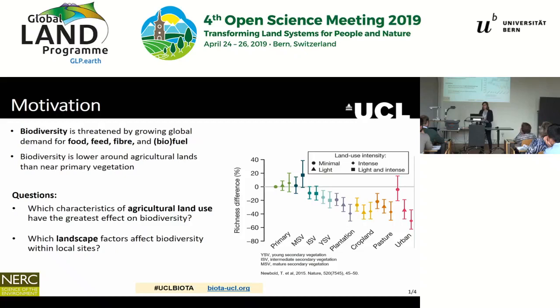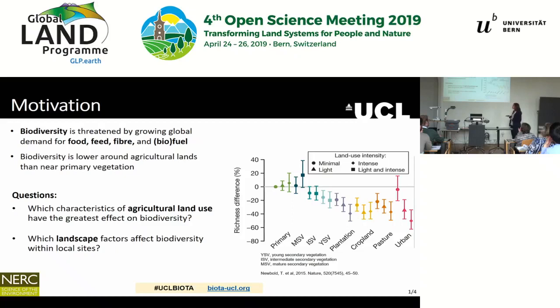Before, and you can see from the graph, the different land use types in terms of agriculture were plantation, cropland, and pasture. So it's a relatively coarse distinction. Also, the intensity metrics were just a three-level, four-level metric of intensity. So here we are trying to look at more specific drivers, looking at agricultural land use characteristics and also landscape factors and how these affect biodiversity differently.